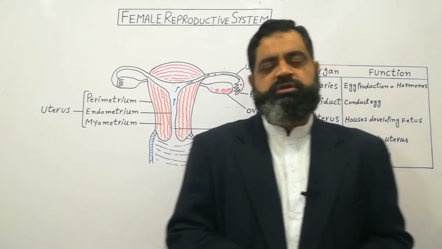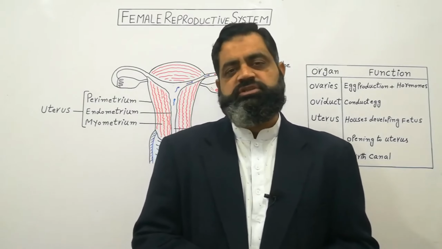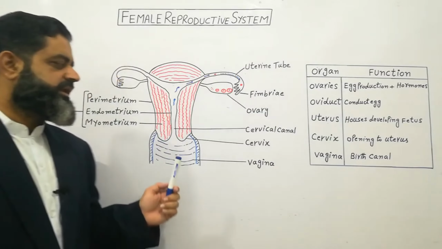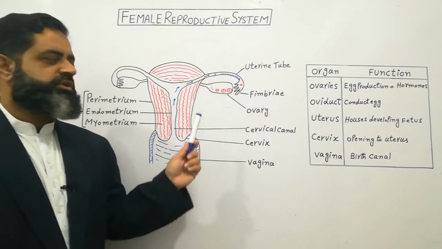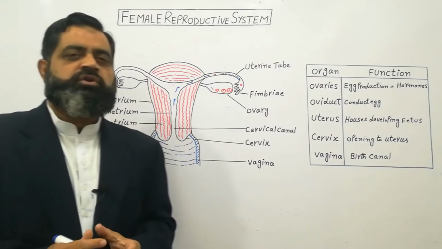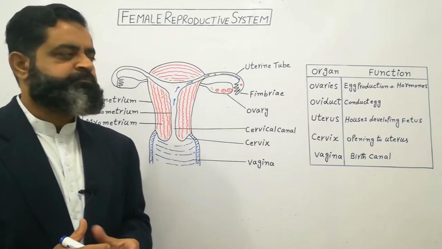The human female reproductive system consists of two ovaries, uterus and external genitalia. So now let's study them with the help of a diagram. There are two ovaries, left ovary and right ovary, located in the lower abdominal cavity of the female.